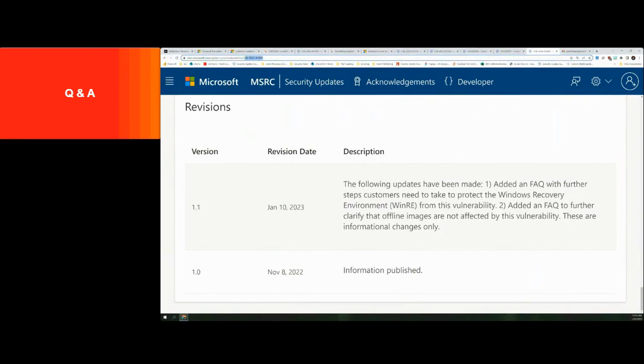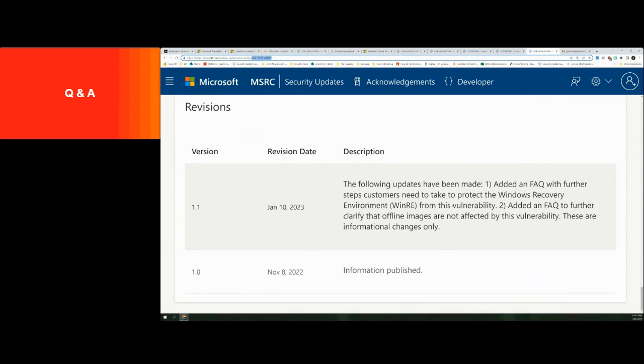So I'm already on the CVE link, but if you search for CVE 2022-41099, you'll get to the Microsoft link pretty quickly. In there, if you scroll all the way down to the version information, it's kind of hard to see what they actually changed unless you go all the way down here first. They made the following updates. First, they added an FAQ with further steps that customers would need to take to protect the Windows recovery environment from the vulnerability that was resolved last year.